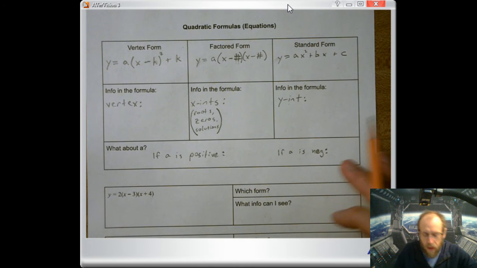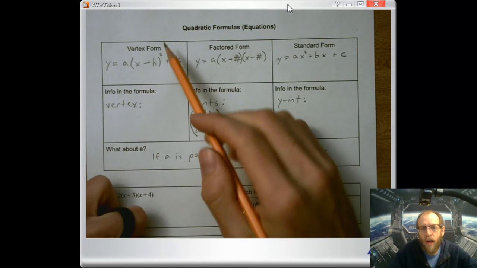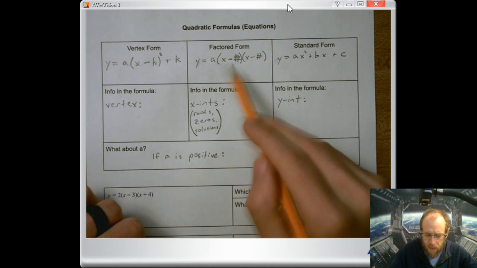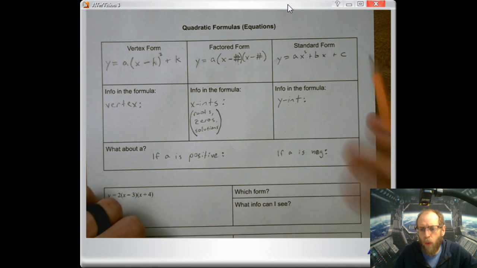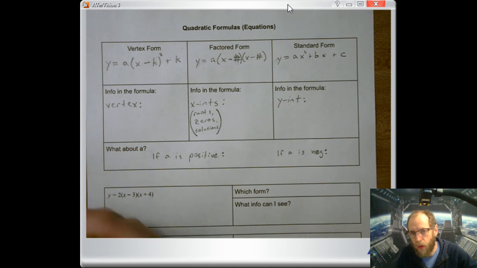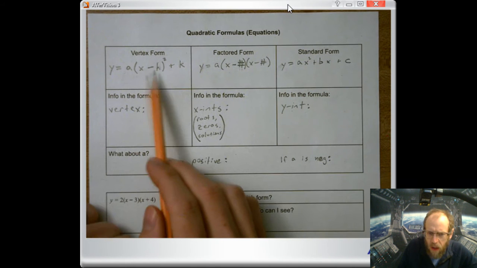Hey guys. So, after going through those Desmos activities the last couple of weeks, you should have been introduced to quadratics that look three different ways. And so, we're going to compare these three different ways that the equations can look and what you can learn from each equation, or what info you can use to write each equation. So, this is vertex form.